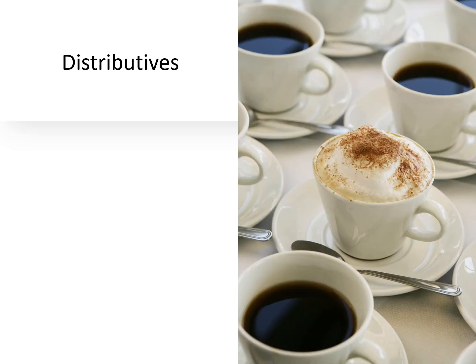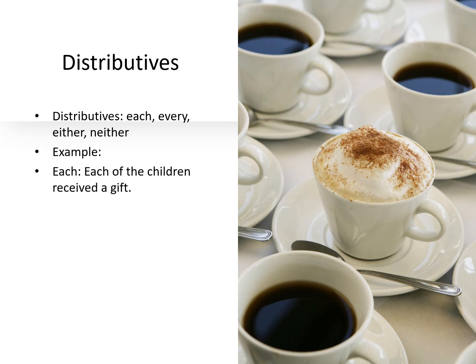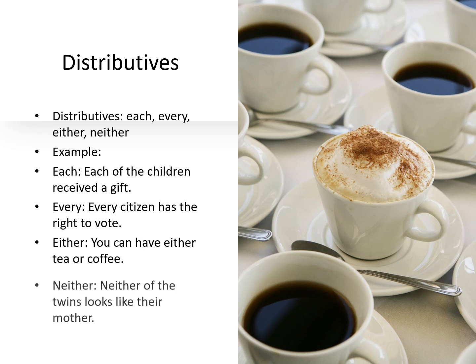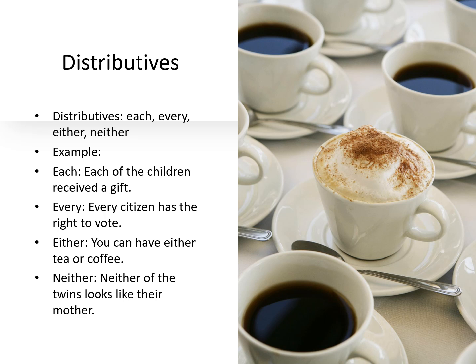Distributive determiners refer to individual members of a group. They include each, every, either, neither. Let's see some examples. Each of the children received a gift. Every citizen has the right to vote. You can have either tea or coffee. Neither of the twins looks like their mother.